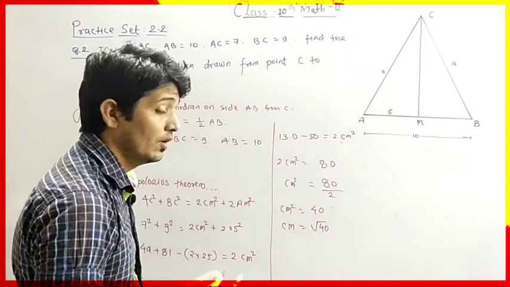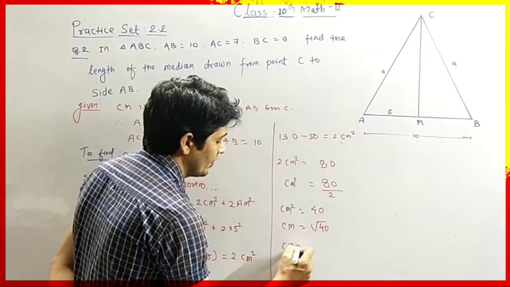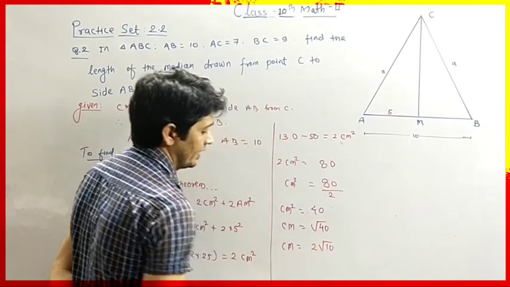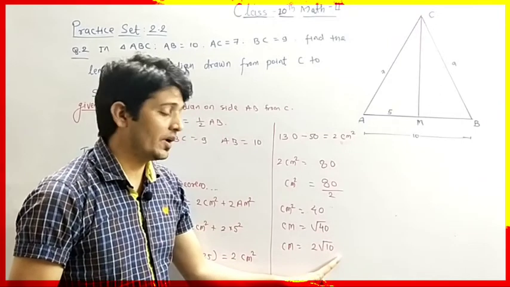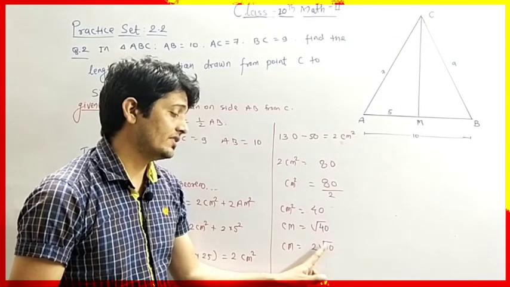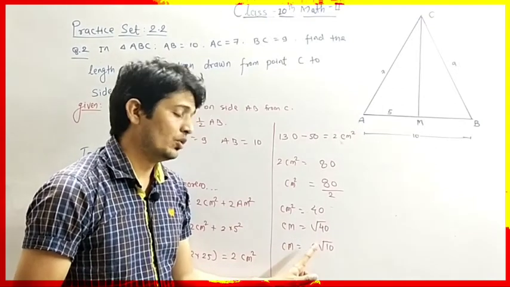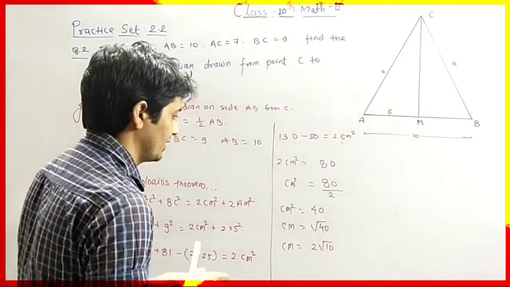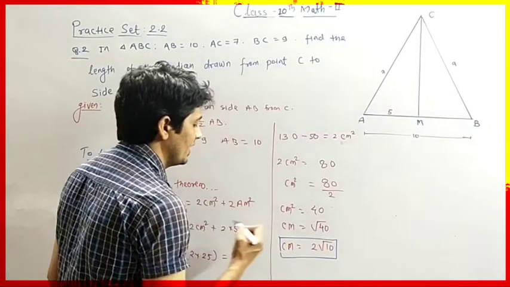So what is the value of root 40? Root 40 is 2 root 10. So when 2 goes inside, 2 twos become 4, and 4 tens are 40. So the value of root 40 is 2 root 10. And that is our answer. This is what we had to find, and we have found it.